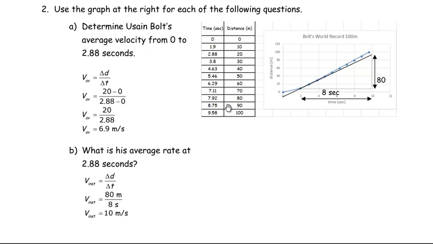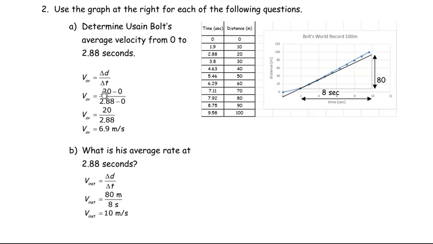So for the first one, from 0 to 2.88 seconds. Notice that this gives the times for every multiple of 10 meters from 0 to 100. So 0 to 2.88 is from this point to this point, or on the graph from here to that point right there. And so average velocity is change in displacement over change in time. The change in displacement would be from 0 to 20, so that's why I do 20 minus 0. And the change in time would be 0 to 2.88, so 2.88 minus 0.